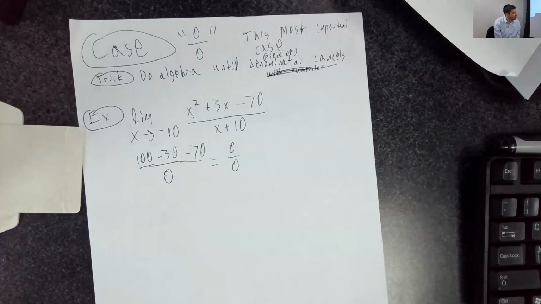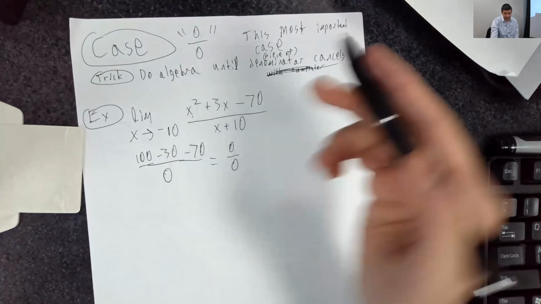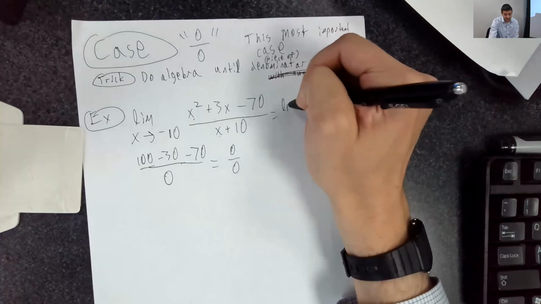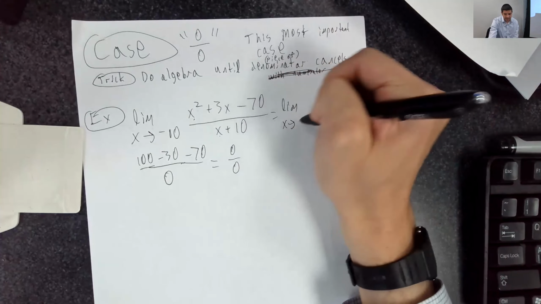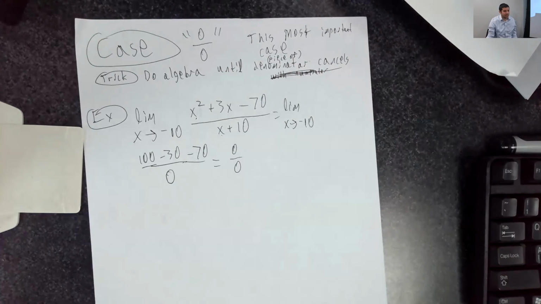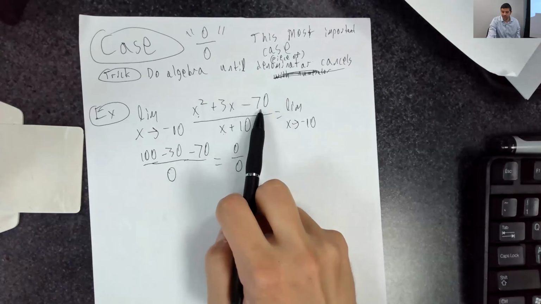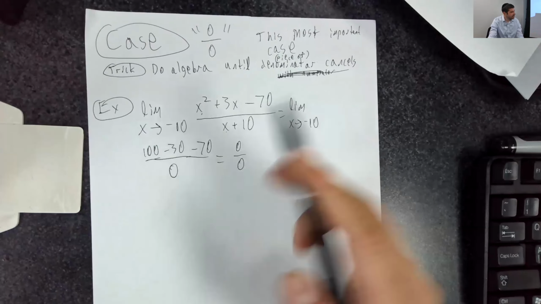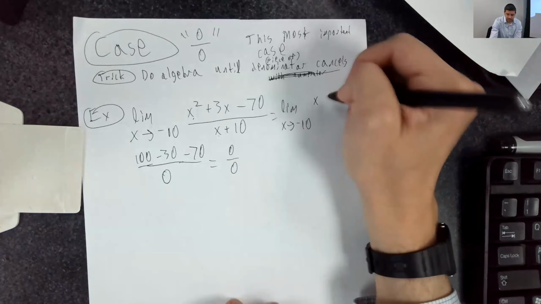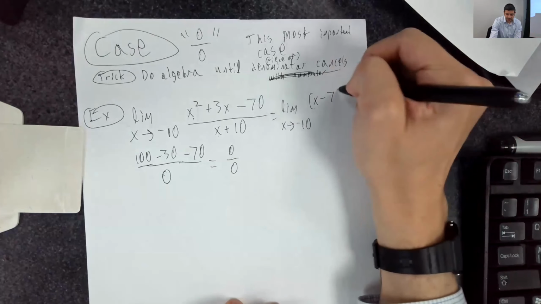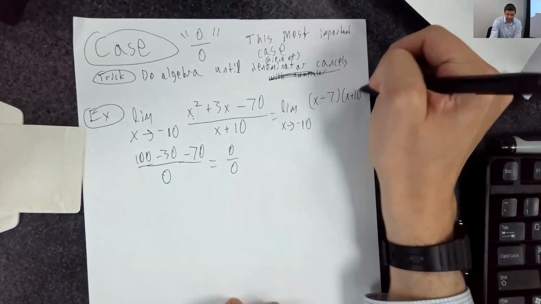Yeah, Layla? Good, we could factor. Like Layla's saying, we could actually factor the numerator. Factoring is always a good strategy. What are the factors that we need for -70? X minus 7, X plus 10. X minus 7 times X plus 10.